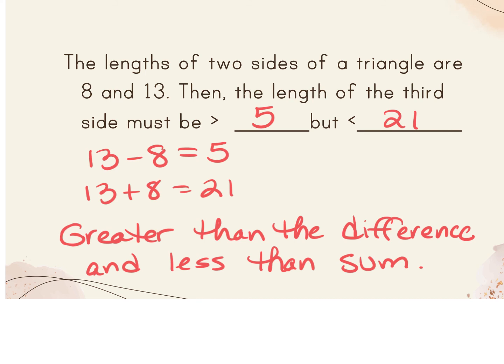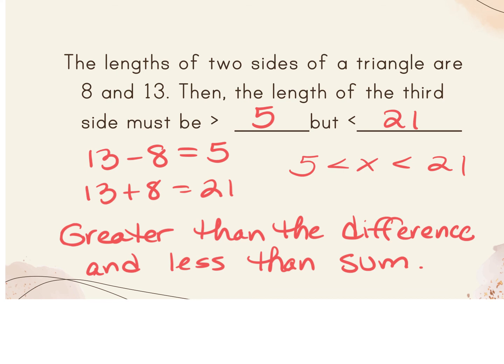So let's say I call the third side x. This would be the inequality you would set up. It's got to be a number bigger than 5, but less than 21. Now, you could have fractions, so this is why I'm actually putting the sum and the difference numbers in here. Because the side length could be 5.5. You can get fractional sides.